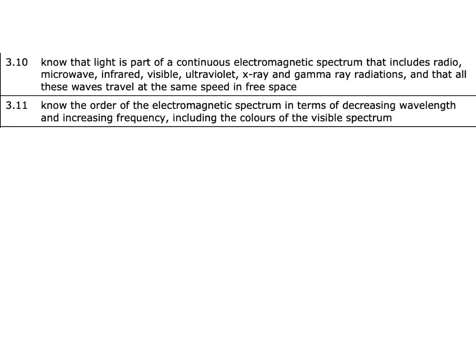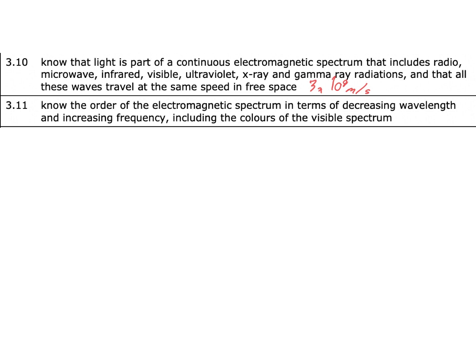Our first 2 spec points are to know that light is part of a continuous EM spectrum that includes radio, microwave, infrared, visible light, ultraviolet, X-rays, and gamma ray radiation, and that all of these waves travel at the same speed in free space. We should know that that speed is 3 times 10 to the 8 meters per second, and will commonly be referred to as the speed of light.